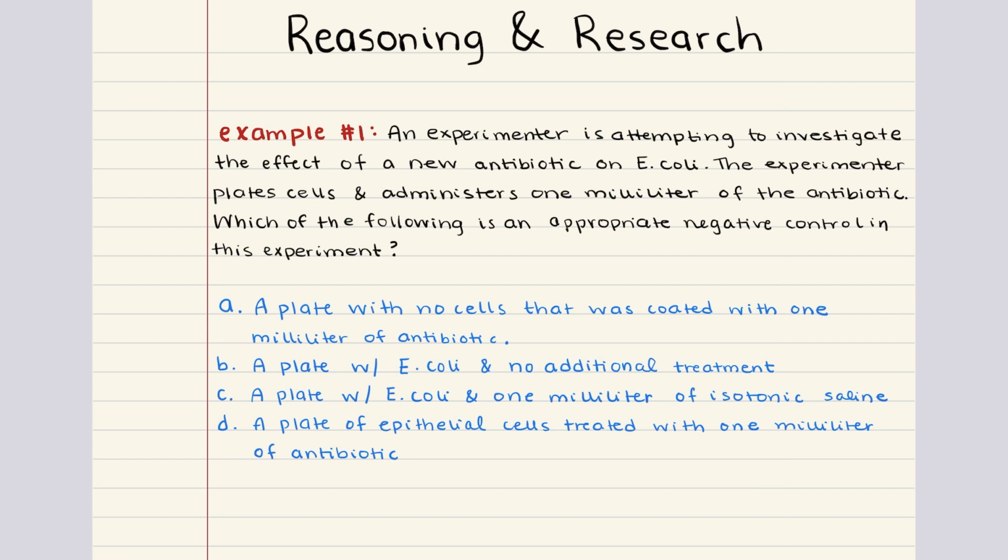So let's first review what a negative control is. In an experiment, a negative control is a sample or condition that's designed to show what happens when no experimental treatment is applied. It allows the experimenter to establish a baseline, and it helps make sure that any observed effects are specifically due to the treatment. So in this case, the antibiotic. Keeping that in mind, let's evaluate each option.